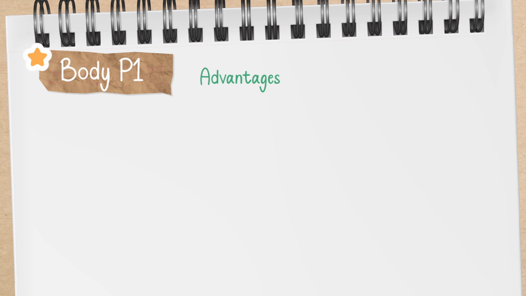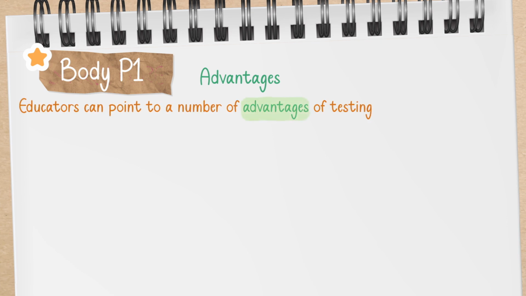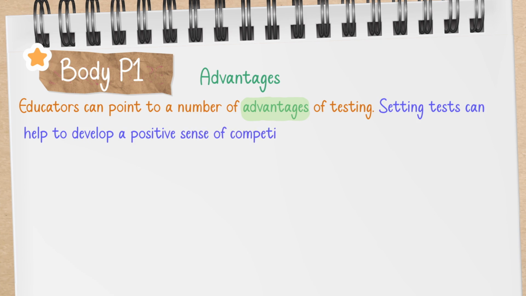So we always start our body paragraph with a topic sentence, all right, with a strong topic sentence. The topic sentence here should refer to the advantages of testing. Educators can point to a number of advantages of testing. That's it, a very good topic sentence. Now I should write my first point, right? As you remember we worked on 4 advantages of testing, so I'm going to put 3 of those advantages here. The first one: setting tests can help to develop a positive sense of competition amongst students. So this is my first point.